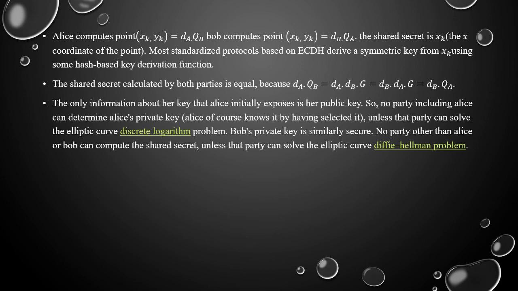So the only information that Alice initially exposed is her public key only. So no party, including Bob, can determine Alice's private key unless they can solve the elliptic curve discrete logarithm problem. No party other than Alice or Bob can compute the shared key.